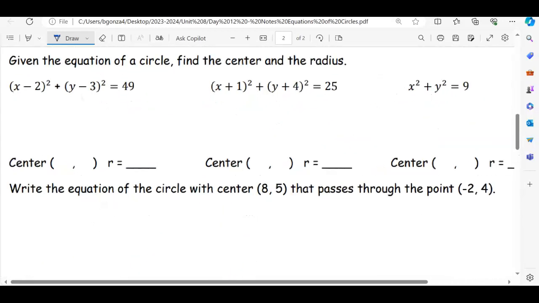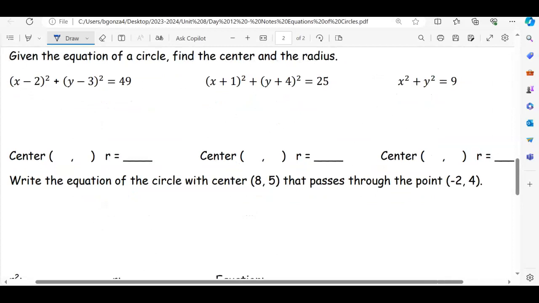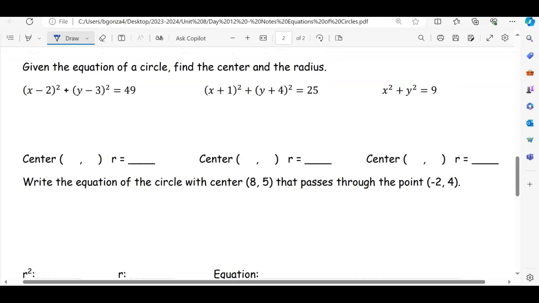Now, if you can go forwards, hopefully you can think about it going backwards. So, given the equation, find the center and the radius. So at the top, go ahead and rewrite the formula. (x minus h) squared plus (y minus k) squared equals r squared.